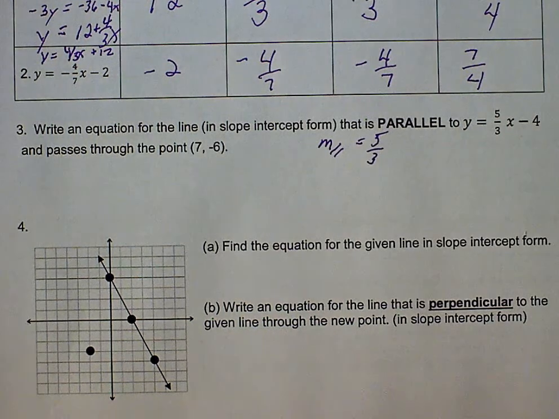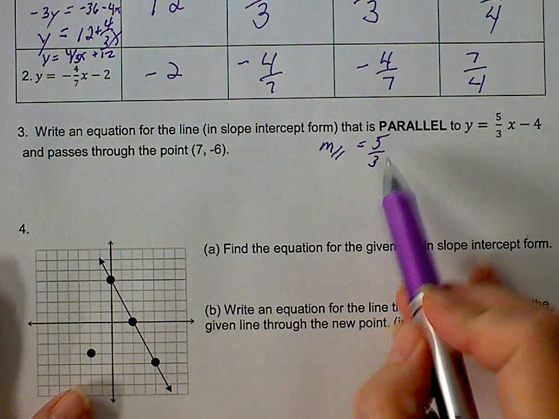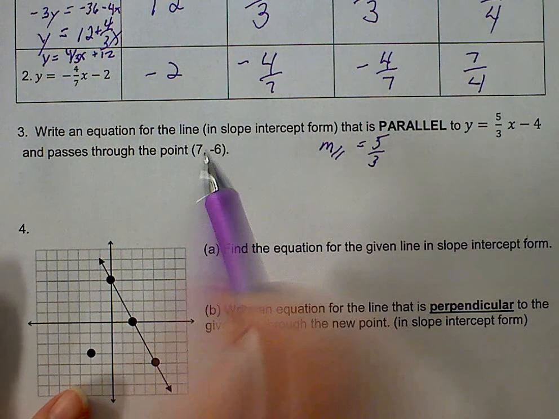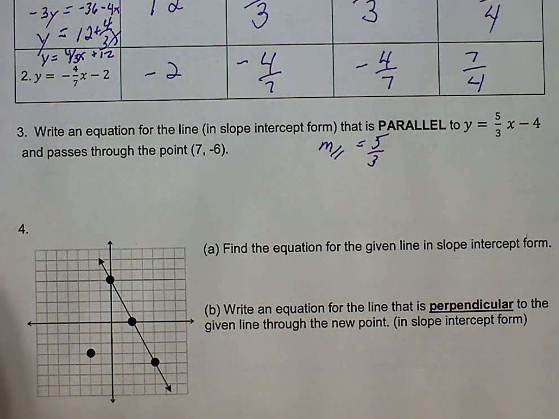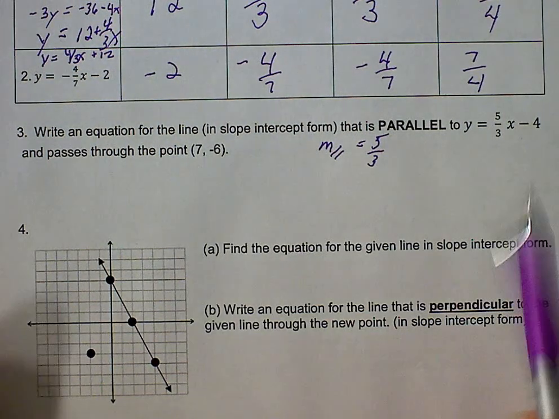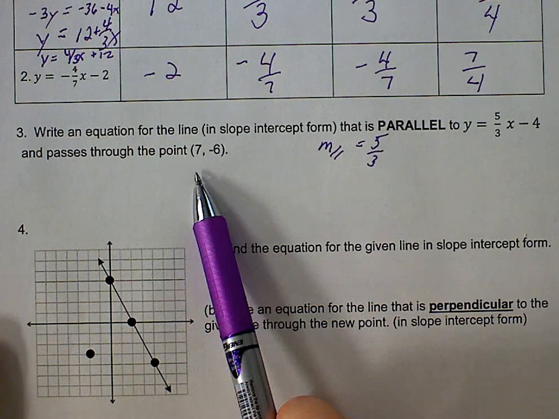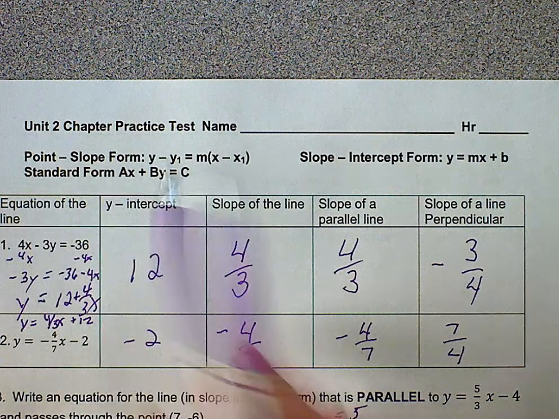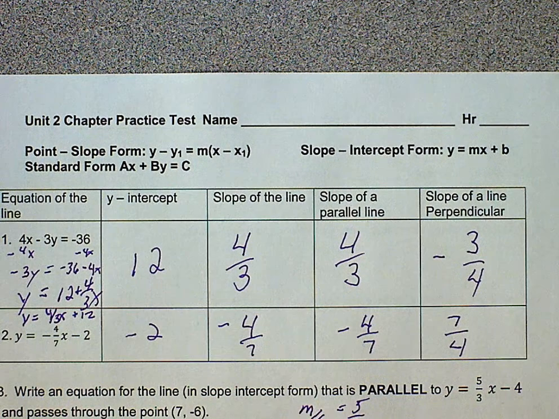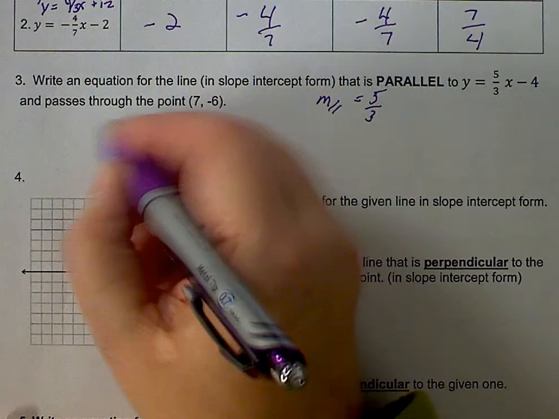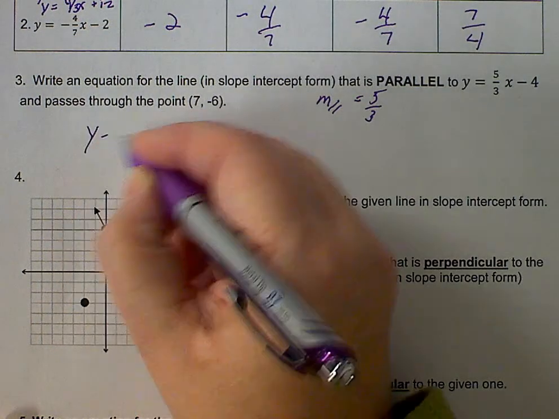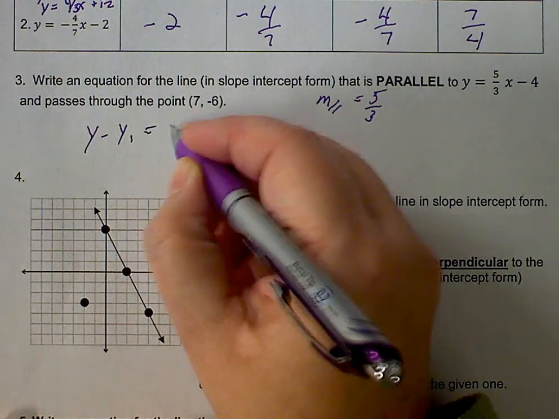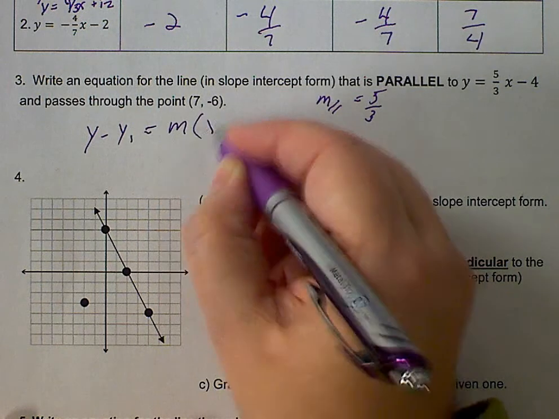So now we have our slope and we have a point. What formula are we going to use? We have a slope and a point. We're going to use the point slope formula. My point slope formula is y minus y1 equals m times x minus x1.